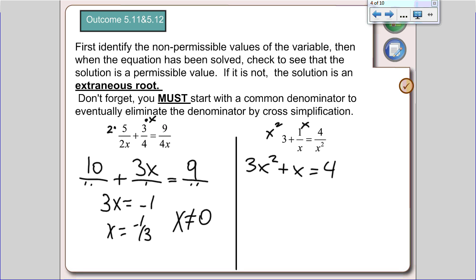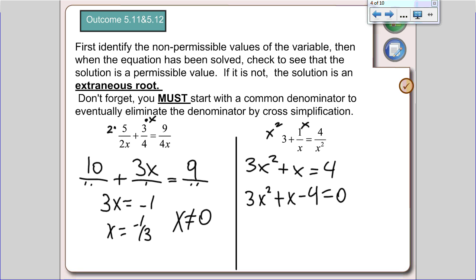If you have a quadratic, you move everything to one side and make it equal to 0. So 3x squared plus x. But I thought we were supposed to make an imaginary denominator. Before we were saying it would have been 3x squared over x squared. I skipped that step. I got rid of all my denominators.